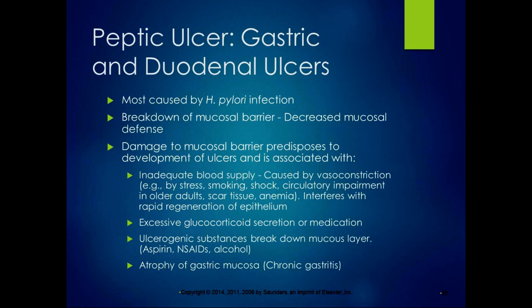Excessive glucocorticoid secretion from the adrenal glands or glucocorticoid medications can predispose you to gastric or duodenal ulcers. Ulcerogenic substances like aspirin, NSAIDs, and alcohol can break down the mucus layer as well. And the atrophy of the gastric mucosa from chronic gastritis can predispose you to ulcers.